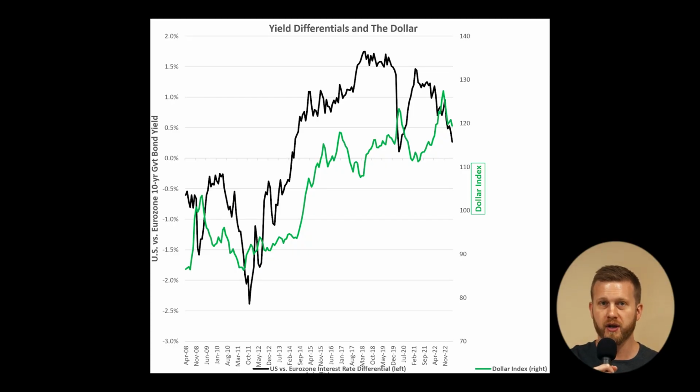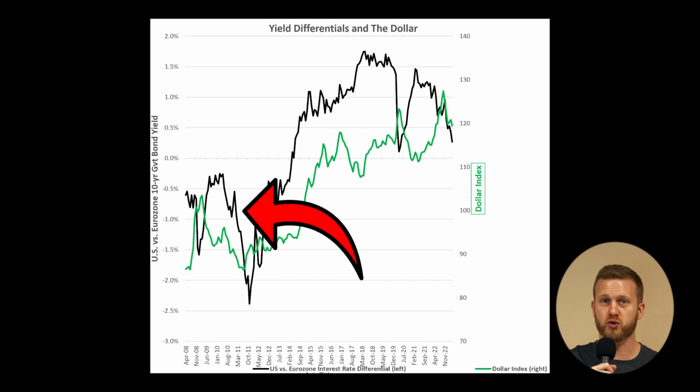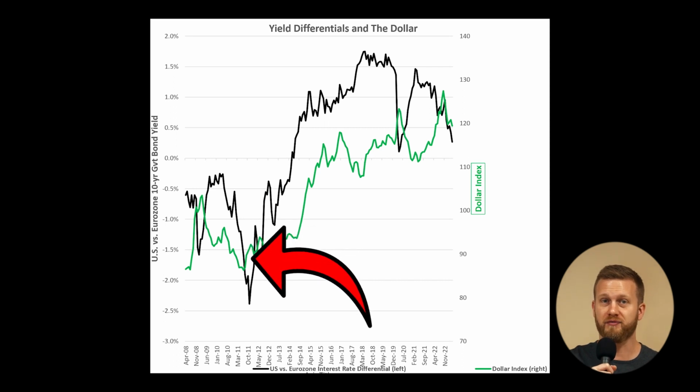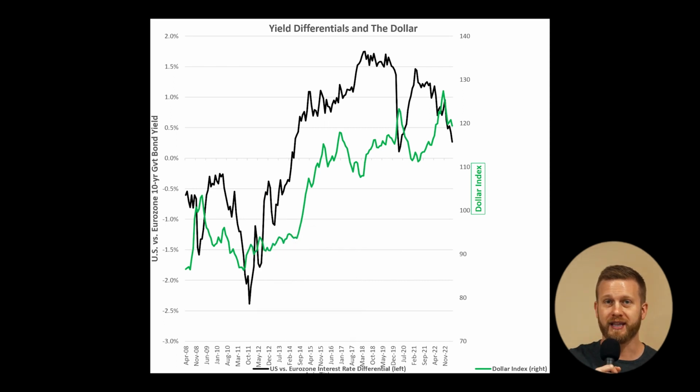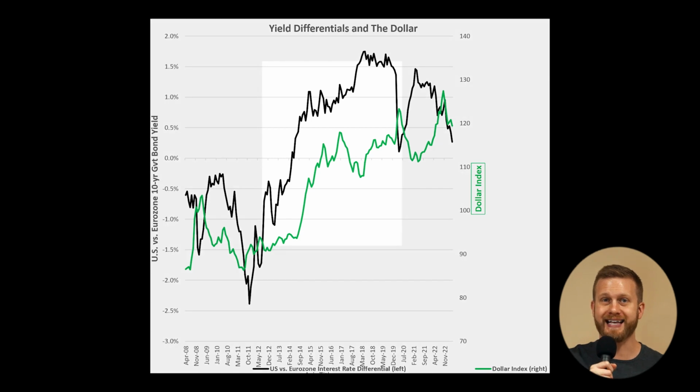Many foreign governments, institutional investors, and sovereign wealth funds bought treasuries for exactly that reason, which was a key source of the dollar's strength. You can see the relationship pretty clearly from the chart where the black line is the interest rate differential between US and Eurozone bonds, and the green line is the dollar index. From 2009 to 2012, as the interest rate differential fell, the dollar weakened. And then from 2012 to 2020, as the interest rate differential rose, the dollar strengthened.